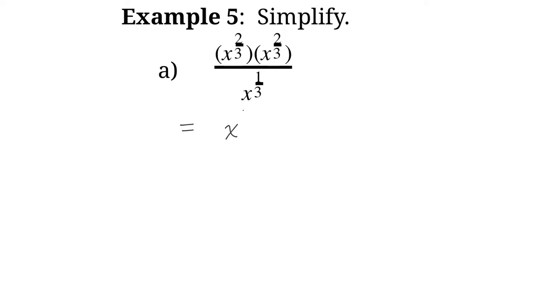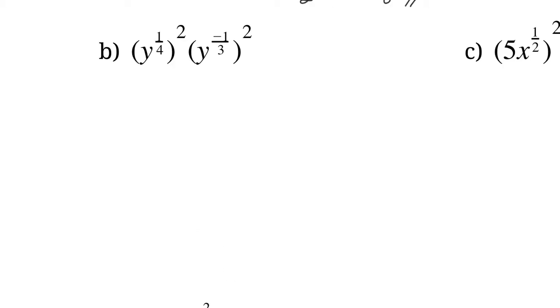So this is x to the power of 4 over 3 over x to the power of 1 over 3. And now we need to subtract our exponents. So we're doing 4 over 3 minus 1 over 3. So this is just going to be x to the power of 3 over 3. And we know that x to the power of 3 over 3 is just x to the power of 1, which is just x. Here's our next one.